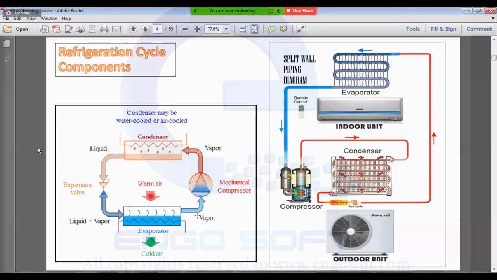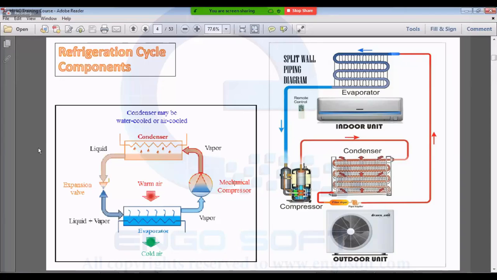So after it changes into vapor, it enters a mechanical compressor. The compressor is in the outdoor unit. Yes, this is the one with the large noise, which is why we put it outside of the home. Yes, excellent. This is why we install it outside of the building.